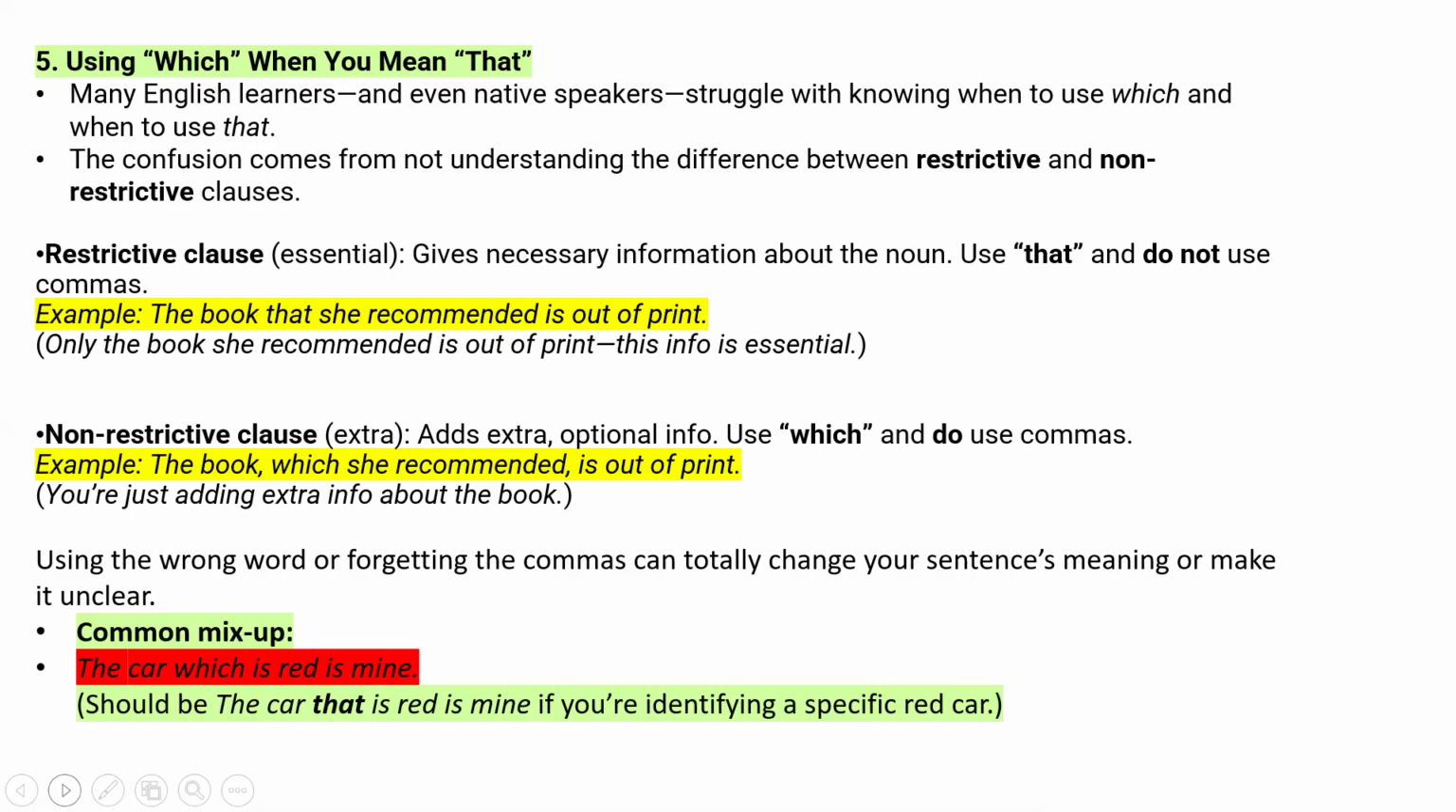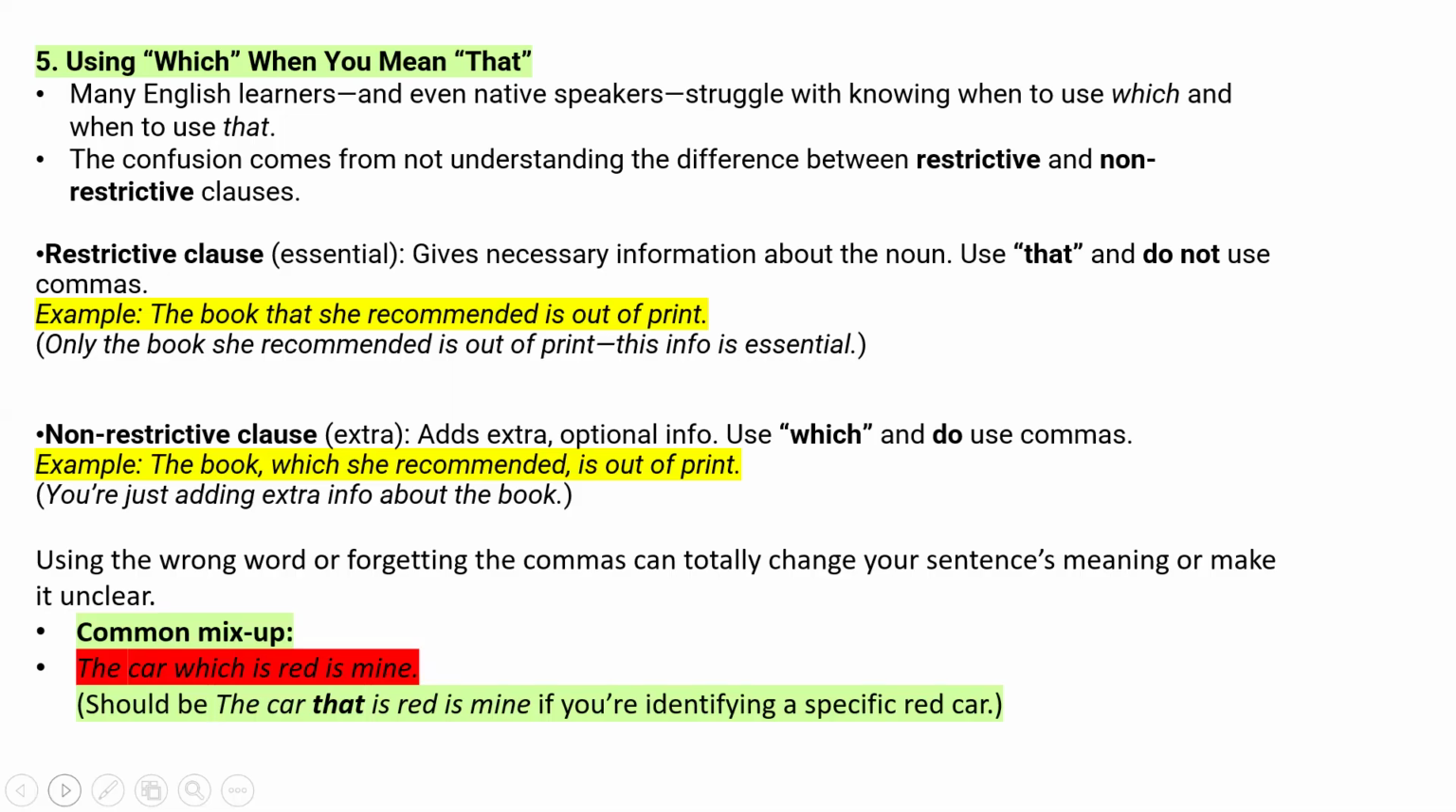Non-restrictive clauses give extra information; use which and do use commas. The book, which is recommended, is out of print. So you are just adding extra information about the book. Using the wrong word or forgetting the commas can totally change your sentence's meaning or make it unclear. So we commonly make this mistake: the car which is red is mine. In this case, it should be: the car that is red is mine, if you are identifying a specific red car.